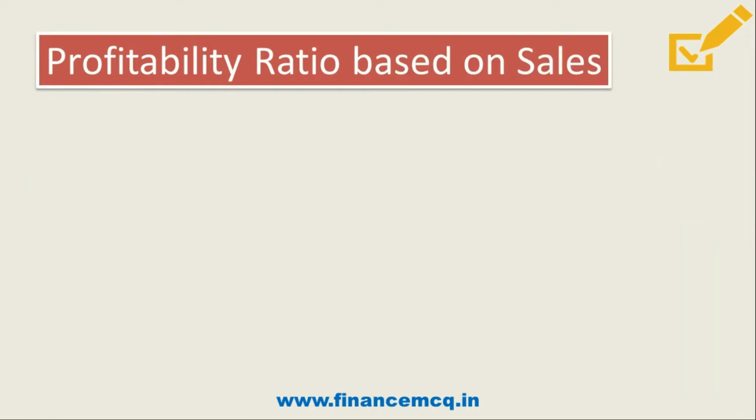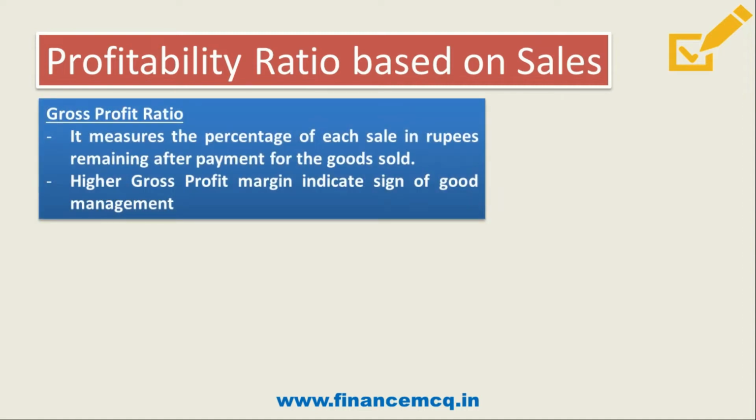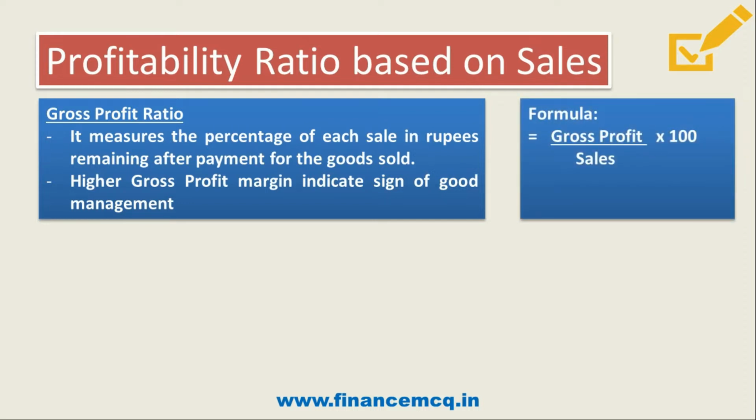First one is profitability ratios based on sales. So first ratio in that is gross profit ratio. Friends, this ratio measures the percentage of each sales rupee remaining after payment for the goods sold. That is, how much gross profit we have earned from sales. And friends, a higher gross profit margin is a sign of good management, that management is doing a good job. And how is this ratio calculated? So friends, this ratio is calculated as gross profit upon sales into 100.